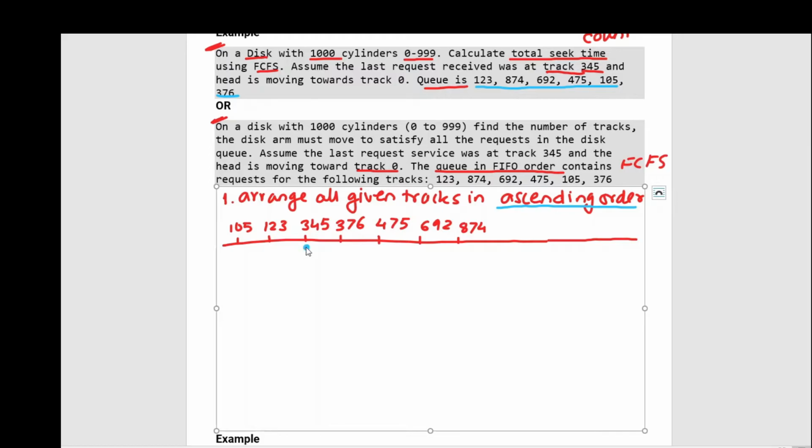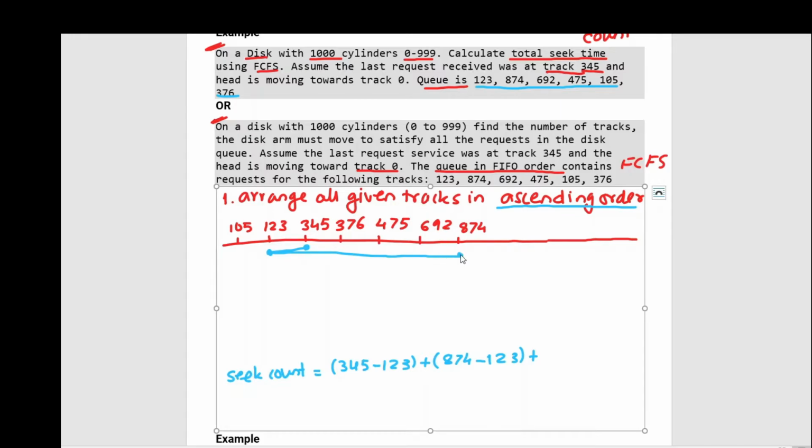Okay, so from 345 it is going towards 123. So what are we going to write down over here? The seek count is equal to 345 minus 123 plus, from 123 it is going towards 874. So we will write down 874 minus 123. Always higher track number minus lower track number.